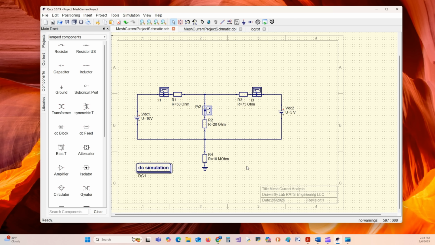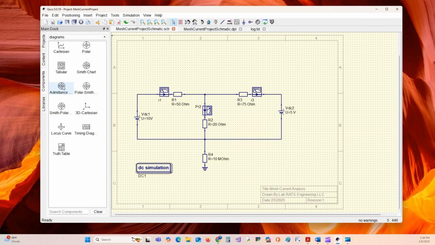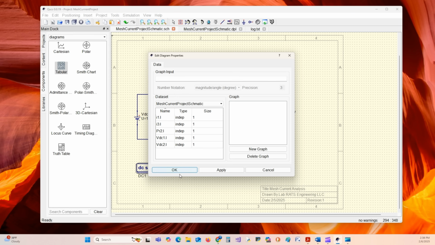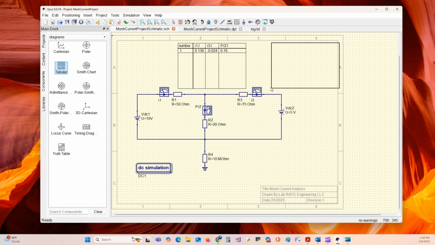Now we want to see what the results were, so we need to insert a table. We want a tabular table. Bring that over to here. Where can I put it? Put it right here. So we want to see I1, I2, and then I1 minus I2, or the combination of that. Apply, say OK. And there's our values. We'll get rid of that. Maybe make this smaller. I don't think so. But there's our results. And do they equal what we have?